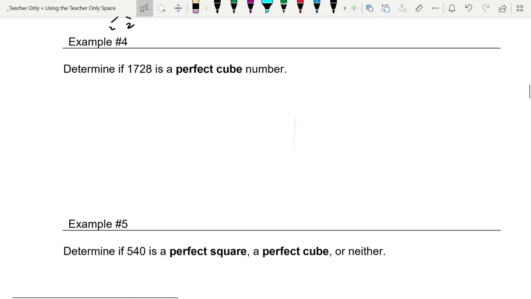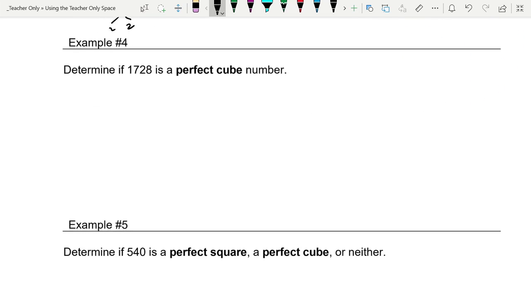All right, example 4. Is 1728 a perfect cube number? I don't know. Let's make a factor tree and find out. 1728 has a 2 in it. It has a 4 in it. Let's start with the 4. Right? 4 goes into 17 4 times, carry the 1. 12 times, so 3, and then 8 twice. So it's 4 432s. That's still got a 4 in it. Let's take out another 4. It goes in there 108.